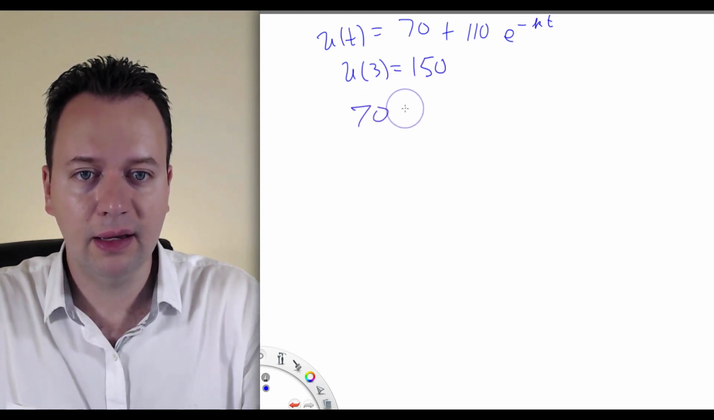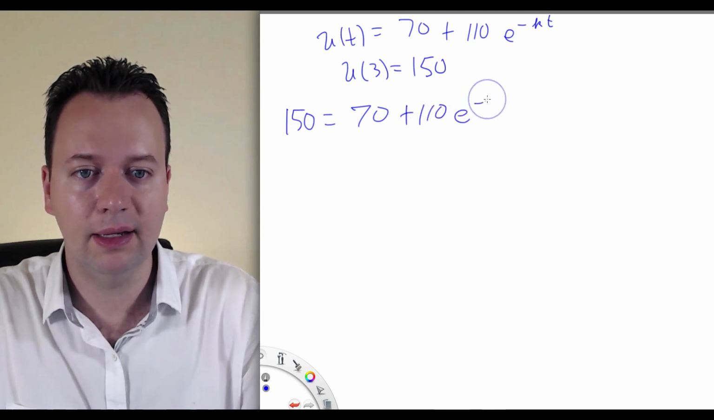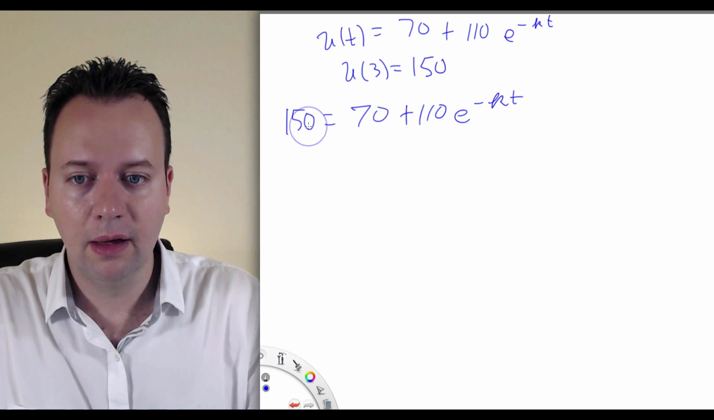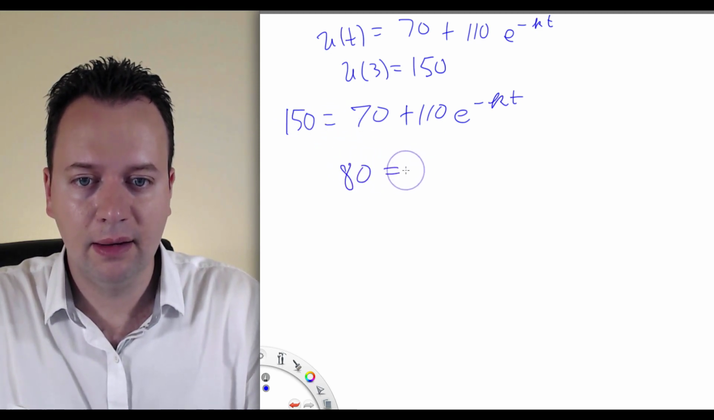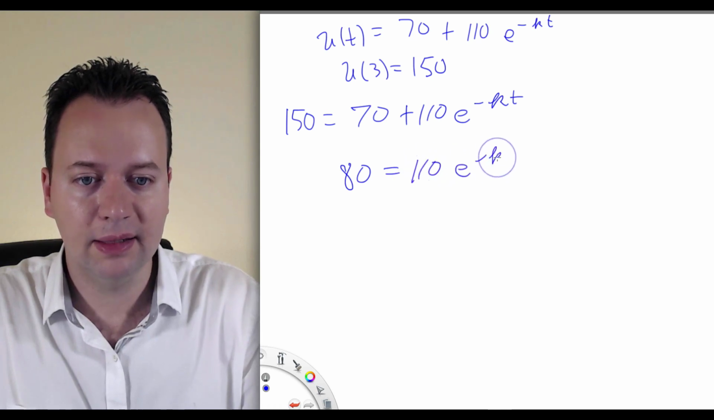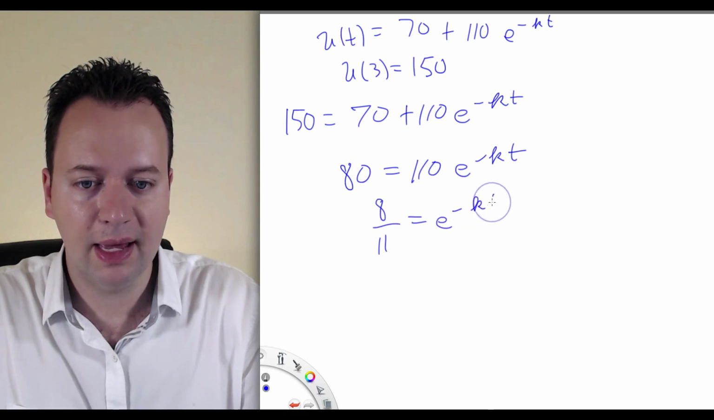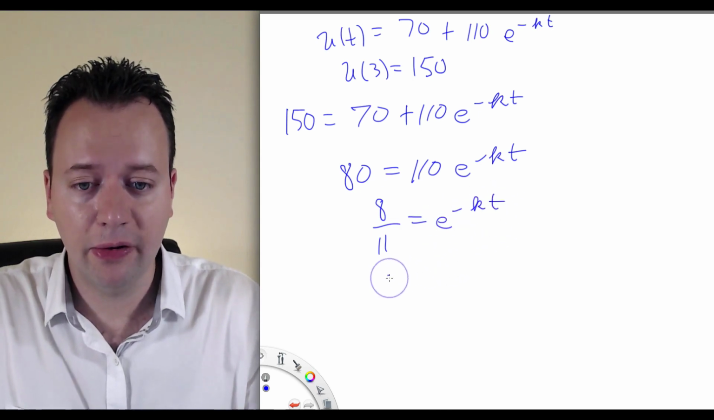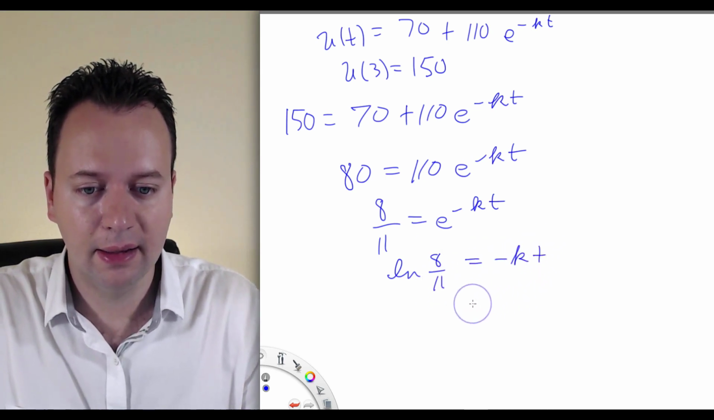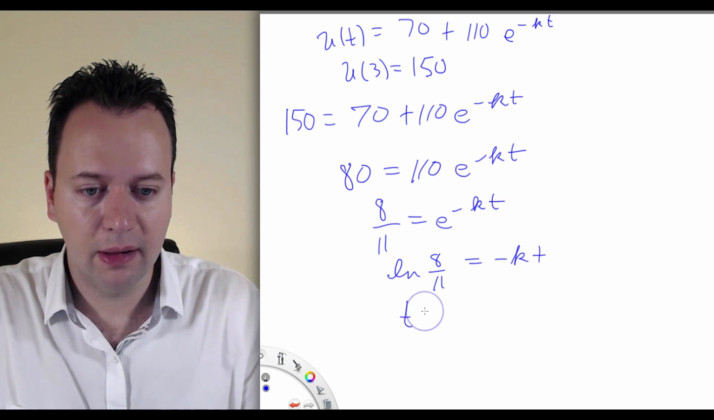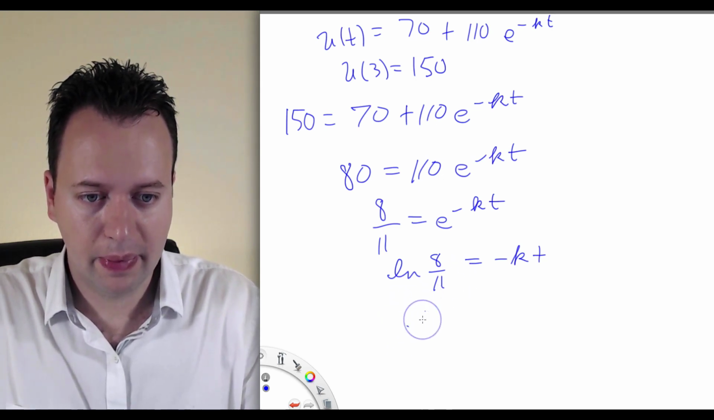So we have 150 is equal to 70 plus 110 e to the minus kt. 150 minus 70 is 80. So 80 is equal to 110 e to the minus kt. So we have 8 over 11 is equal to e to the minus kt. Take the ln of both sides. Ln of 8 over 11 is equal to minus k times t.